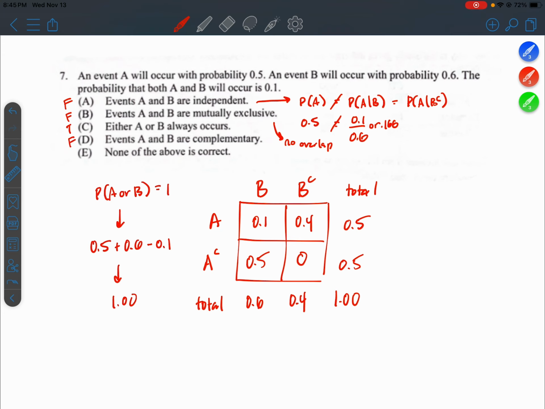E, none of the above is correct. Well, we've shown that statement C is correct. All right, so there it is.